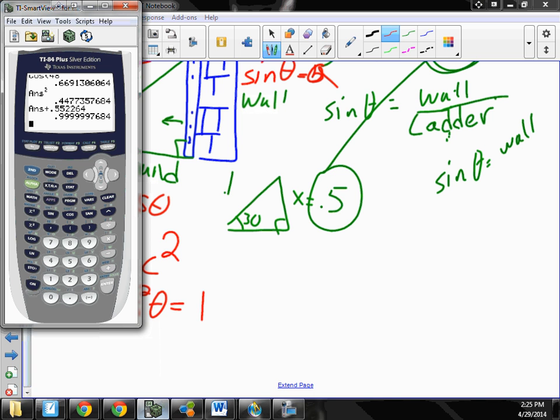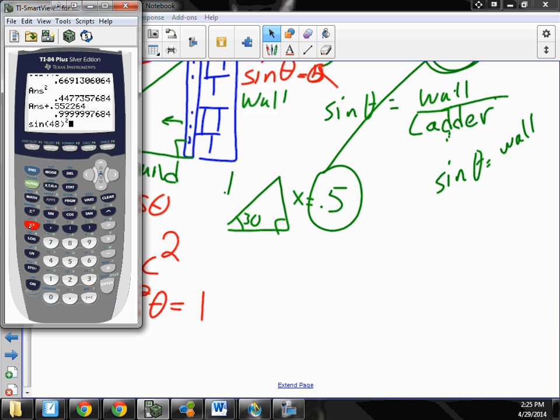For instance, the sine of 48 squared plus cosine of 48 squared. Oops, the squared has to go on the outside. Oh my goodness. I very much don't like this calculator. There we go. And it's 1. No matter what angle you plug in there, it's going to be true.